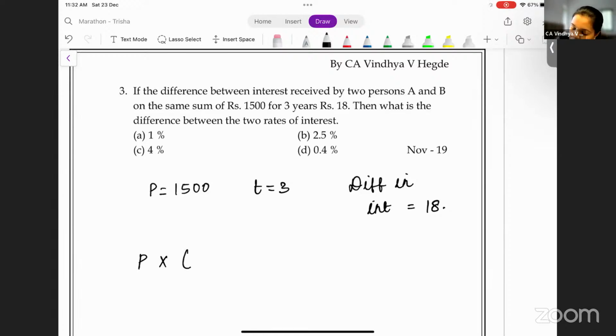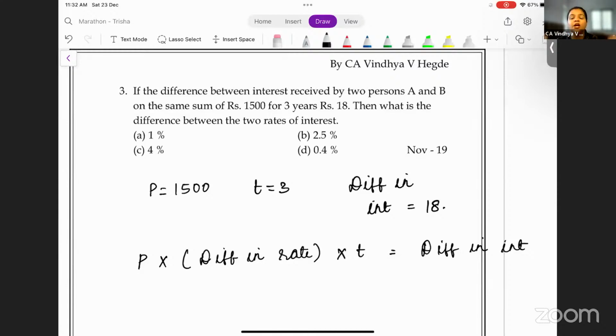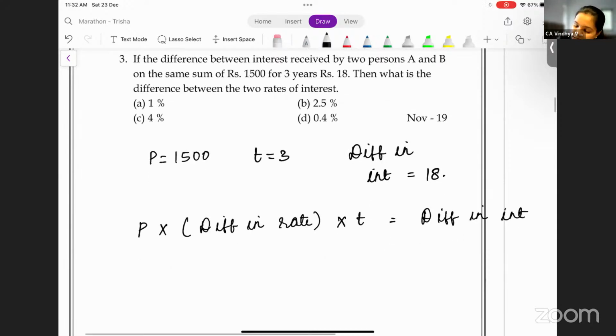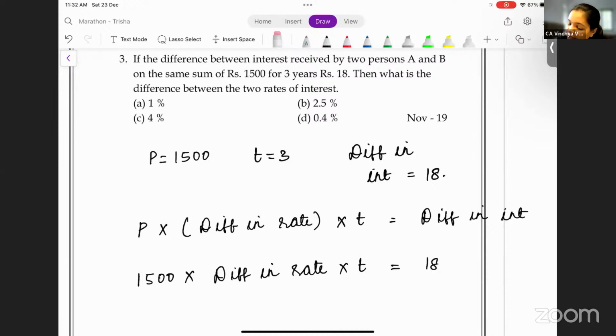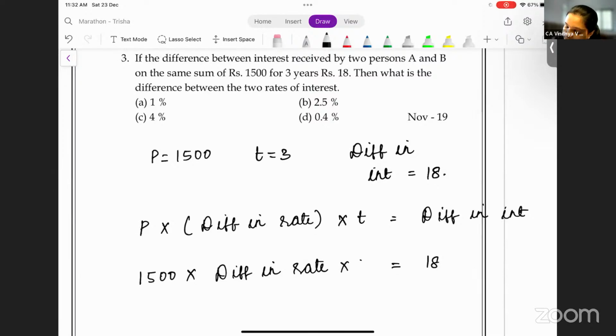Principal into difference in rate into time is equal to difference in interest. As simple as that. So what is the difference? Only the rate. For the two sums of money, the rate is the difference. Correct? So you have to just take the difference in the rate. You will get the difference in the interest. Now you have three things here. Principal, you know. Difference in rate is what you are finding, into time is equal to 18. Sorry, time we know, which is 3 years.